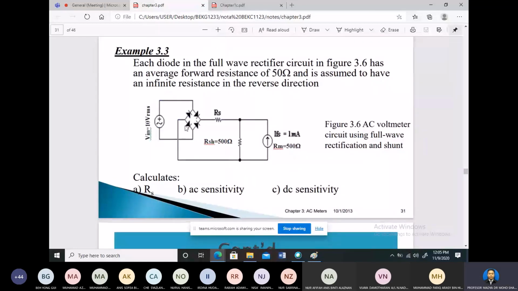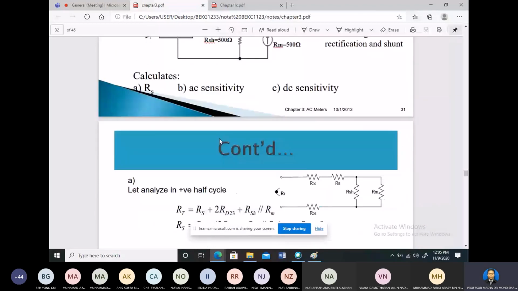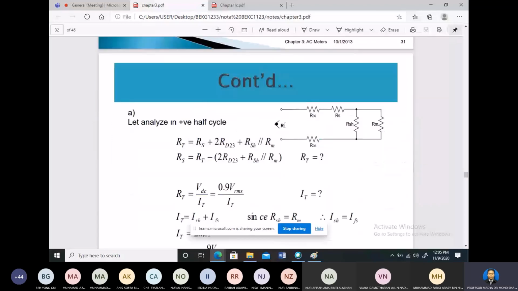But for the reverse it will be infinite. That means no current flows here. That's why our circuit will be like this, and this is our RT. From this we can calculate the RT. So RT equals RD2 plus RS plus RD3, plus the parallel of RM and R shunt.